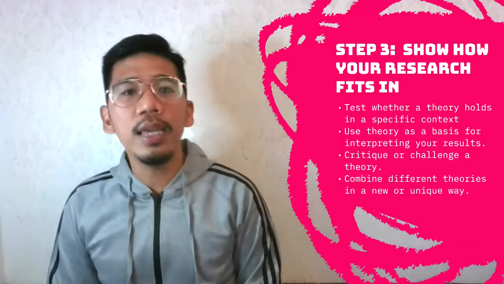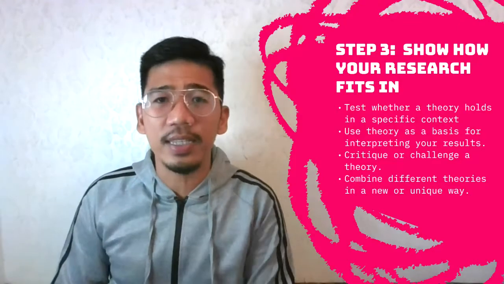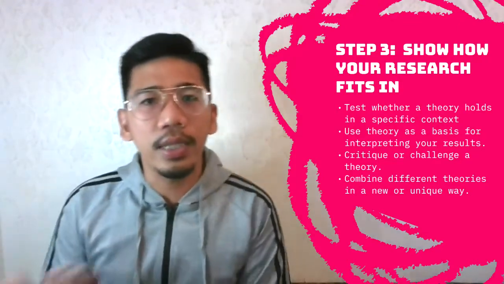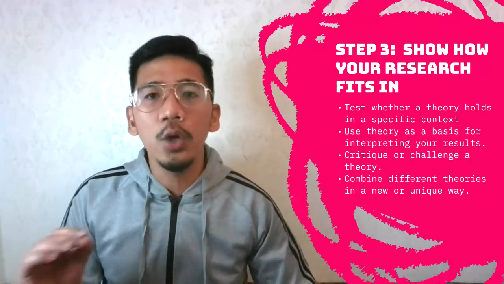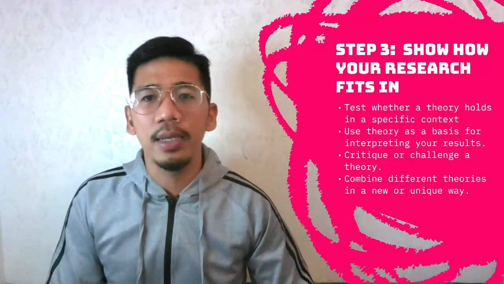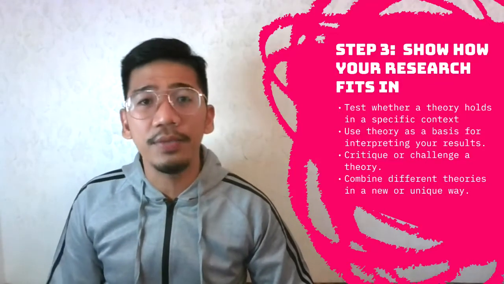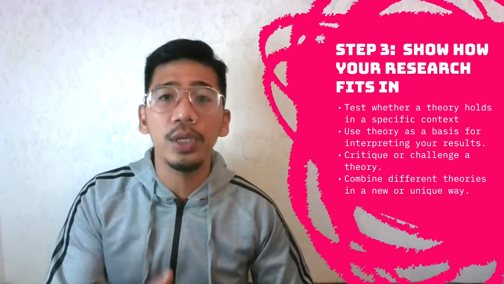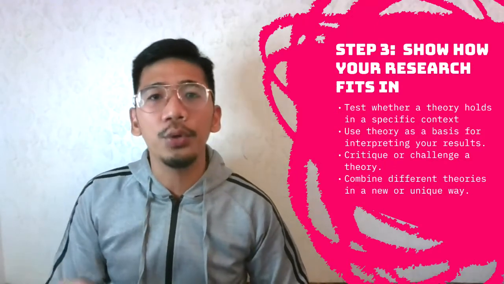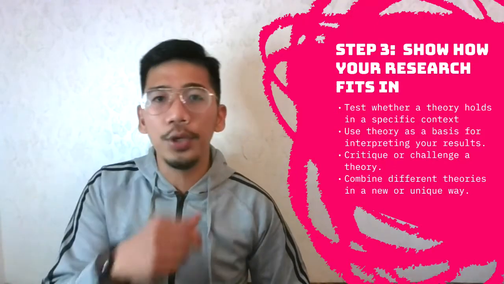So, step 3 is to show how your research fits in. Apart from discussing other people's theories, the theoretical framework should show how your own project will make use of these ideas. This is something that I have seen a lot of student researchers miss out on. It's not enough to just cite a theory. You need to contextualize it to your research.